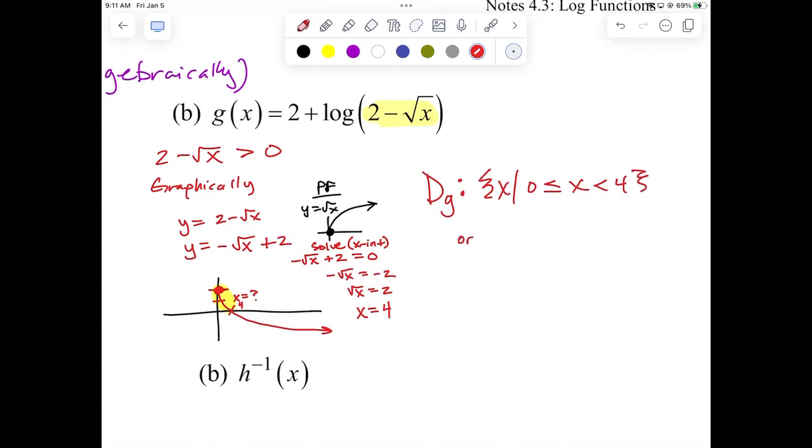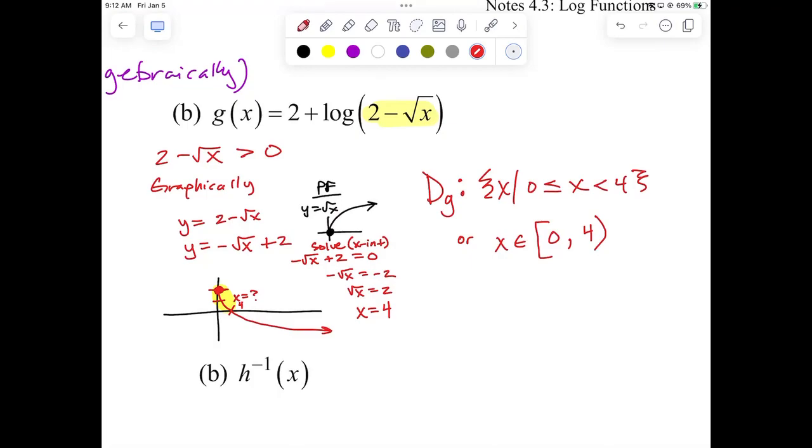Or if you like interval notation, you could say x is in [0, 4). Why can I include 0? It's the genesis point, and that's where the graph is positive, right? The graph is positive there. I can only take logs of positive numbers, and it is positive there.